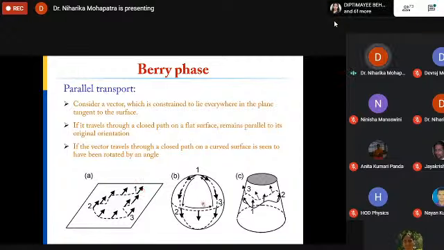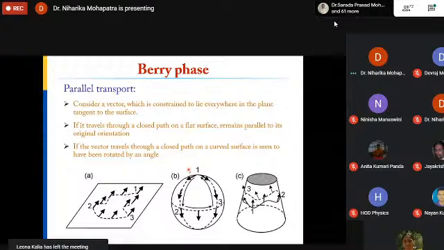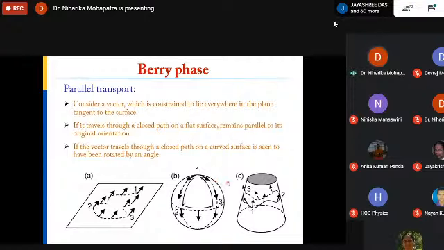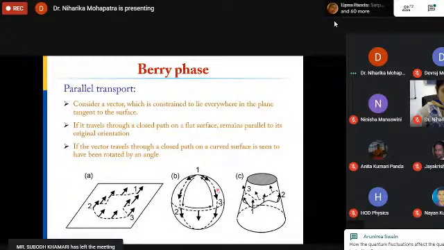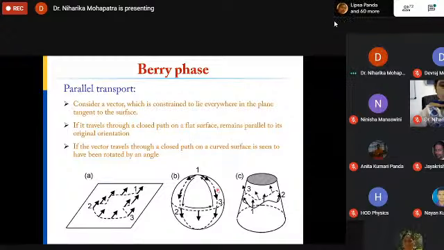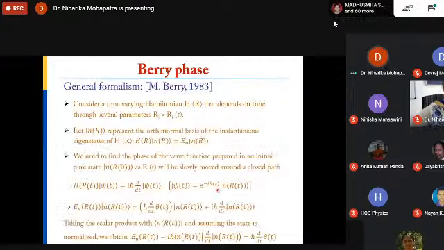Now, instead of that, if you have a curved surface like in B and C, and you consider a closed path, and you try to maintain the vector direction with respect to the normal of the surface, you will see that when it traverses and again reaches 1, its direction has changed. So this is the concept of parallel transport, and the change in the direction means it acquires an additional phase. Here it is rotated by an angle, but there can be additional phase. So this is the concept of Berry phase.